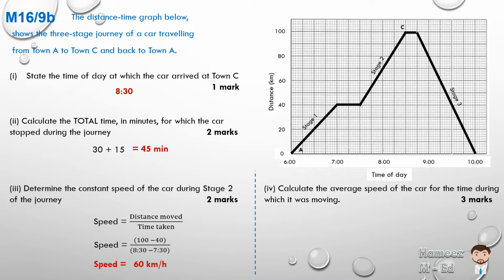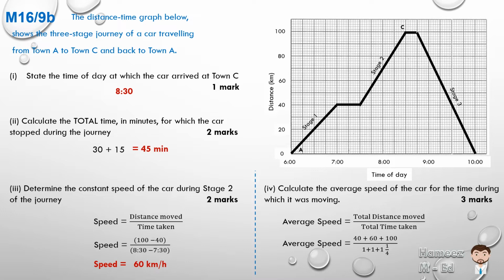If we want to get the average speed, that will be the total distance moved over the total time taken. So the total distance moved was 40 kilometers in stage 1 plus 60 kilometers in stage 2 plus 100 kilometers in stage 3, over the total time taken. The total time taken in stage 1 was 1 hour, plus in stage 2 was 4 units, which is another hour, and in stage 3, 5 units, which is an hour and a quarter. So that's 1 and 1, 2, and 1 and a quarter, 3 and a quarter hours.